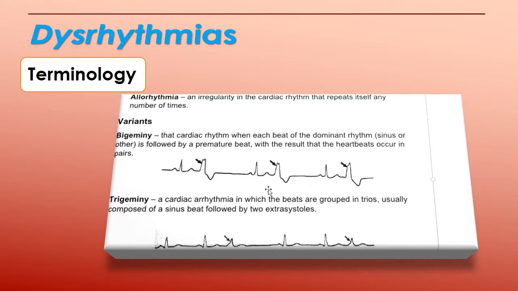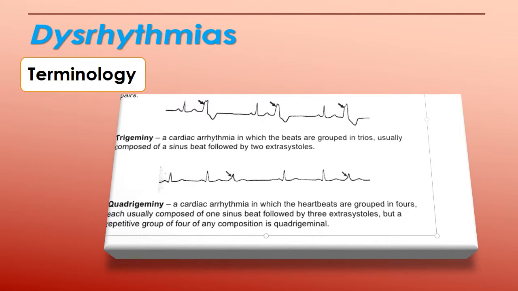Whatever the irregularity of the heartbeat is, it is happening in pairs. Now you can guess what trigeminy would mean. Trigeminy would mean that two normal complexes are followed by a premature complex, and then two normal complexes again are followed by a premature complex. A repetitive three-beat pattern would be termed trigeminy. Quadrigeminy would be three normal complexes and then a premature complex as the fourth one.